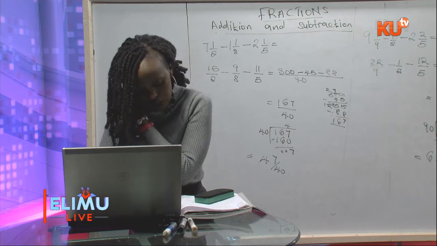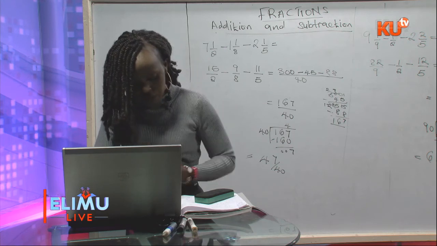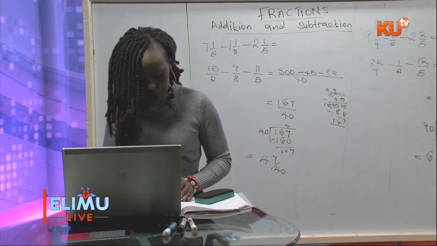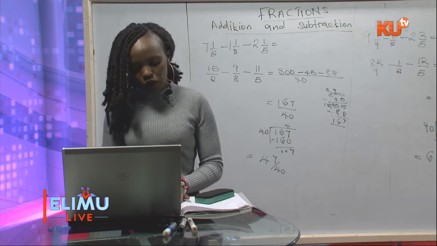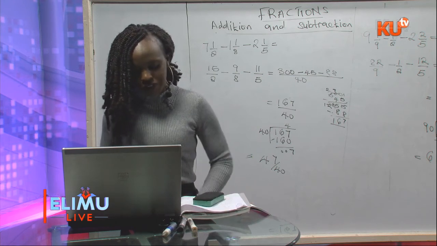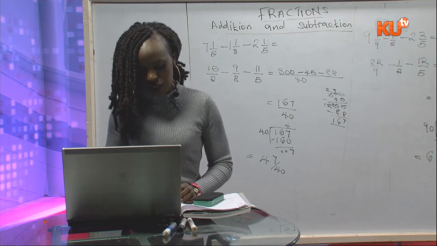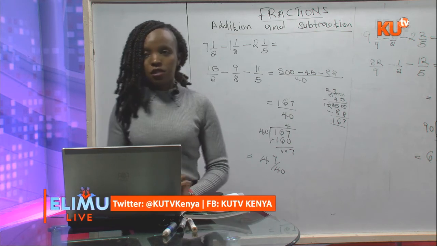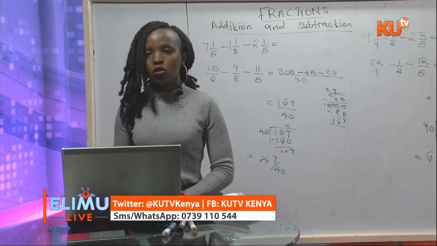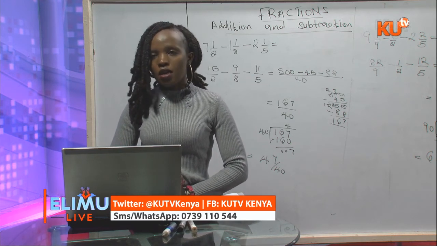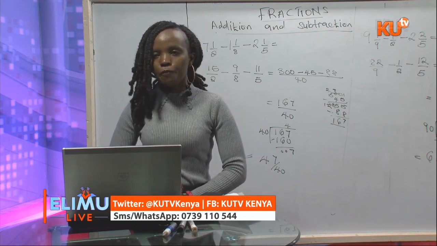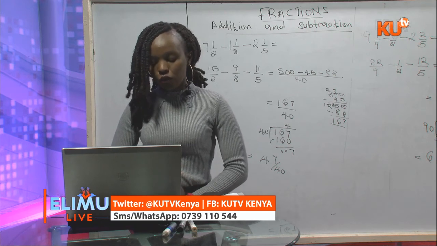So I want us to look at some questions here. Someone is asking whether it's a must to convert to improper fractions instead of adding whole numbers first. It is not a must. There are so many ways of solving this. You can start by adding the whole numbers, then you solve the fraction part, and then you put them together. So that's another method that you can use.